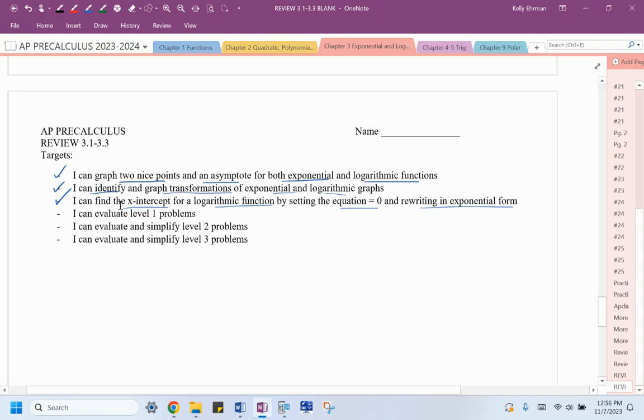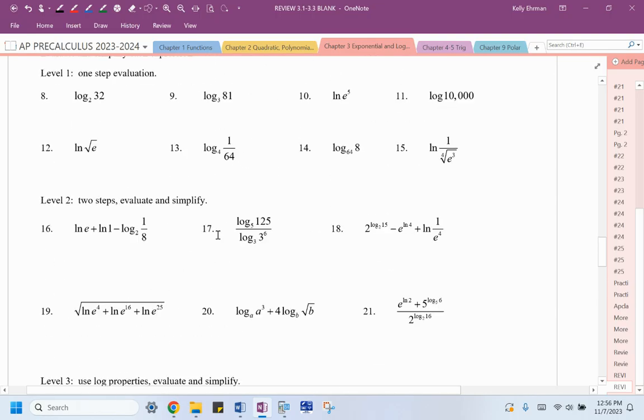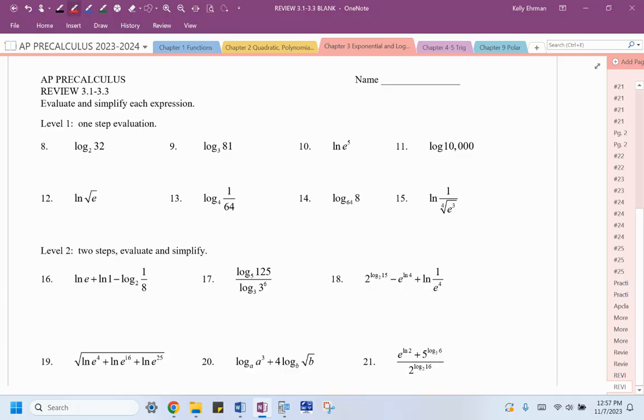All right, the last three check marks are I can do level 1, level 2, level 3 problems. So here's what I'm talking about with those. A level 1 evaluation problem is just a one-step evaluation. So remember, evaluate and simplify. Evaluate means find the exponent. 2 to what power is 32? 2 to the 5th power is 32. Logarithms are exponents, so we're just reporting the 5. 3 to what power is 81? 3 to the 4th power is 81.